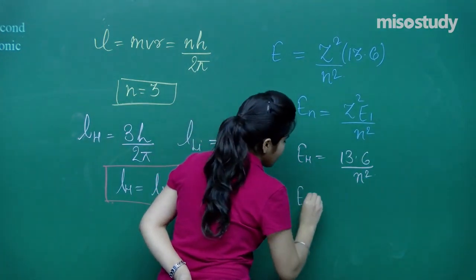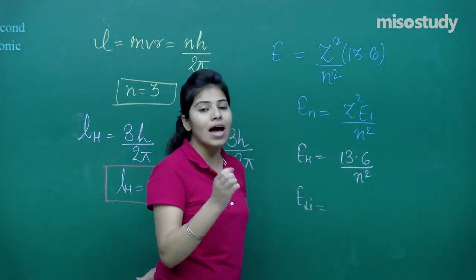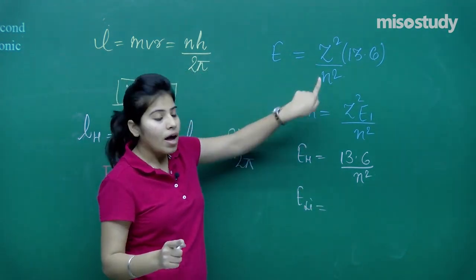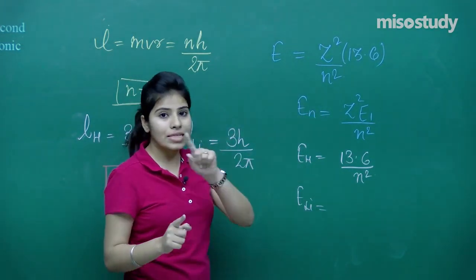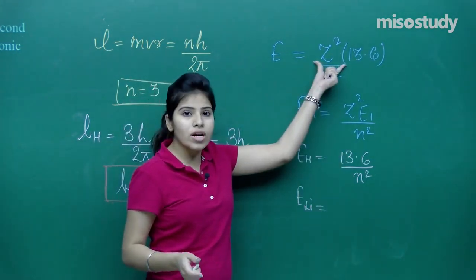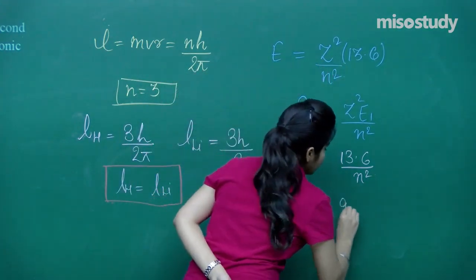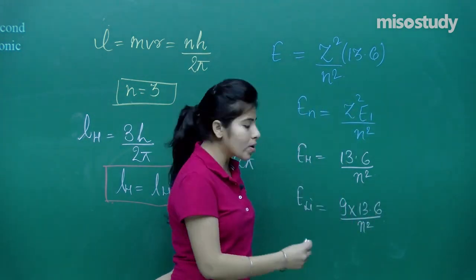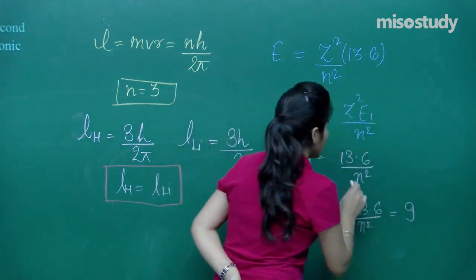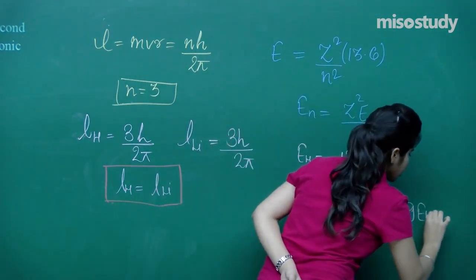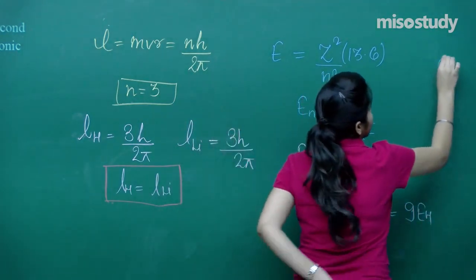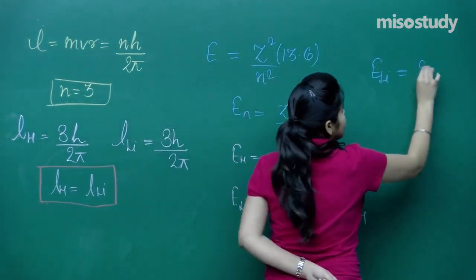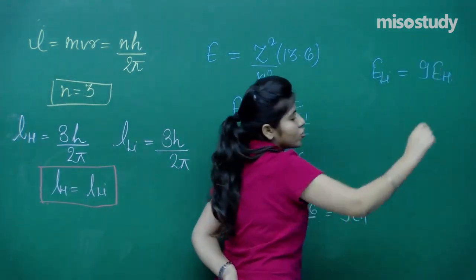Now if I talk about the lithium ion, we know that Z denotes the atomic number, and for lithium the atomic number is 3. So the square of 3 will be 9. So 9 into 13.6 divided by N square, or you can write it as 9 into EH as well. So the energy for lithium has come out to be 9 times EH.